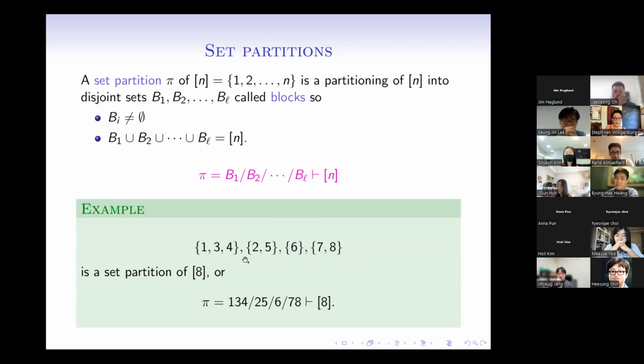So if we have a look at an example, notice that this thing here is a perfectly nice set partition of the numbers 1 up to 8, because notice that none of the sets are empty, and when we look, we get the numbers 1, 2, 3, 4, 5, 6, 7, 8. Now, this notation is a little cumbersome, and so what we're going to do is we're simply going to drop the curly braces, we're going to drop the commas, and instead just write our set partitions as 134, 2, 5, 678.